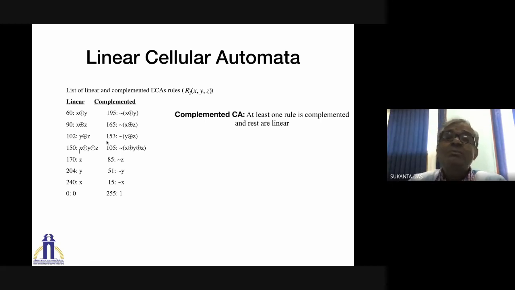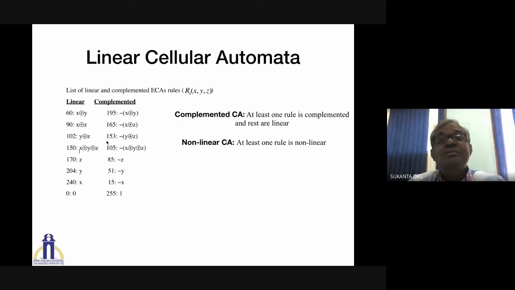Here, the C is complementary CA. See, complementary CA is not a linear CA, right? It's not a linear CA. So in that way, it's nonlinear. But its specialty is that it is very close to linear, almost linear. So in complementary CA, at least one rule is a complemented rule and the rest are linear. If it is so, then the CA is a complementary CA.